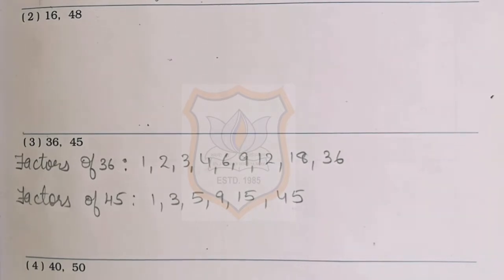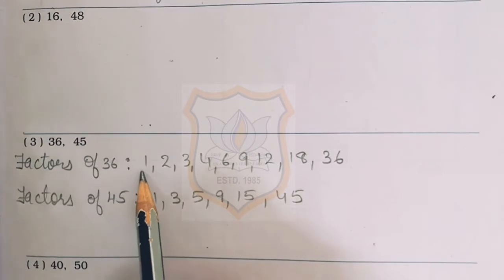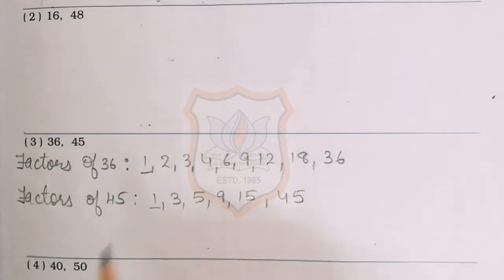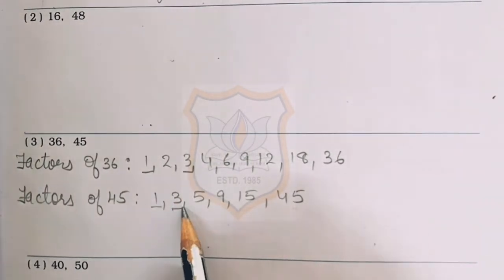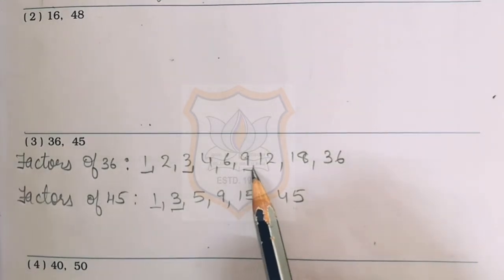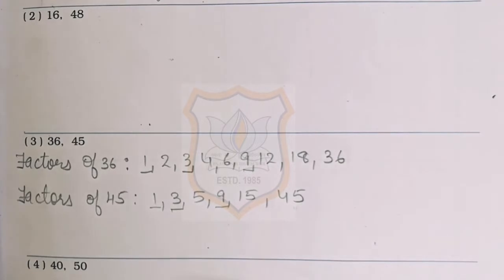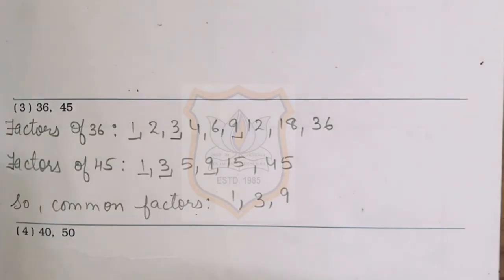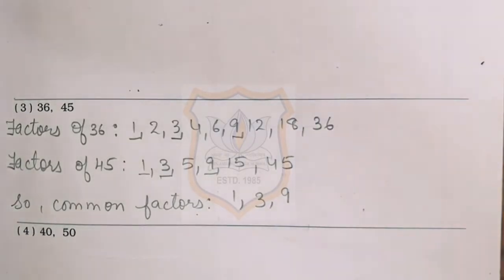Now we have to find out the common factors between these two numbers. Here you can see that 1 is a common factor in both the numbers, 3 is a common factor in both these numbers, 9 is a common factor in both these numbers. So common factors of 36 and 45 are 1, 3 and 9. Students, try to solve sum number 4 of question number 6 by yourself.